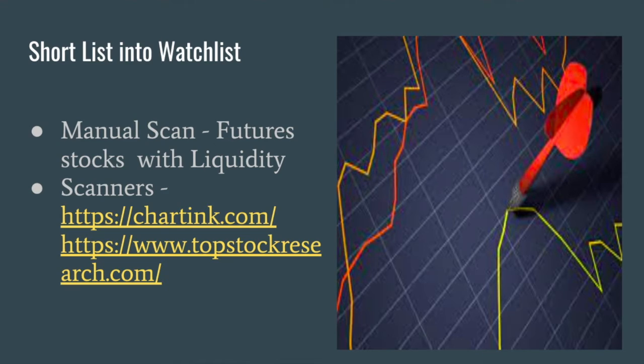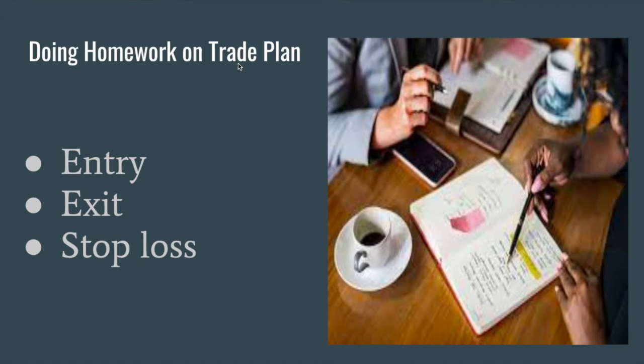Instead, identify your own parameters, scan on your own, and then do your own work. Those are the steps. So when you say doing homework of shortlisting, once you have shortlisted, say, 5 stocks, the only thing you have to do is decide what the entry, exit, and stop loss should be.